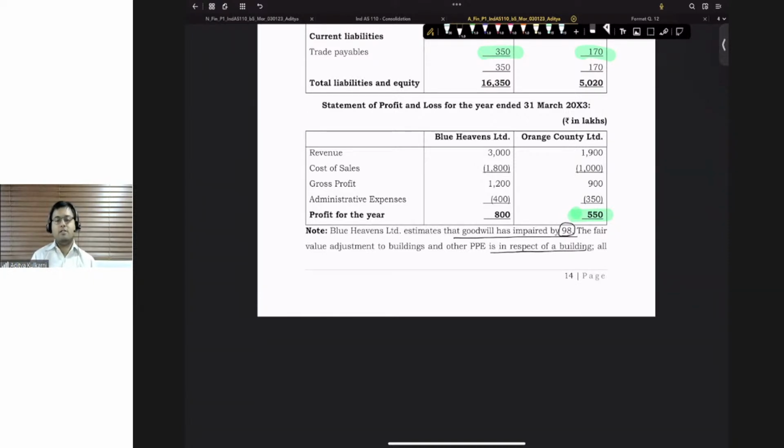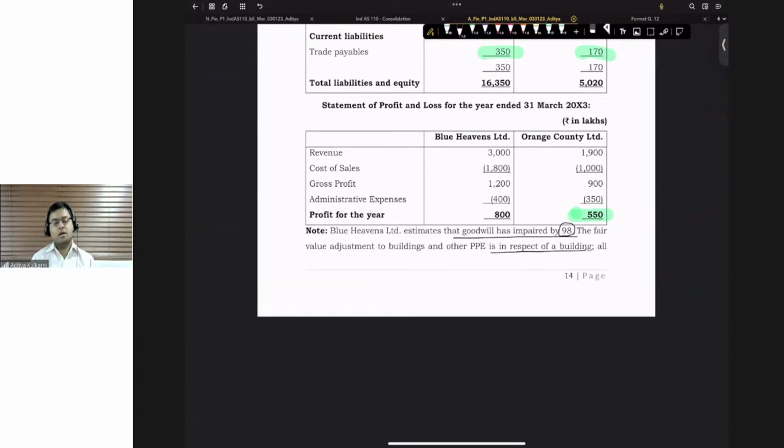So now my question to you is, look at the question, see your answer, and tell me which entity will bear the loss of this 98 rupees. Will it be borne by the parent only? Will it be borne only by the NCI? Will it be borne by parent as well as NCI in this case? And what is the reason for your answer?